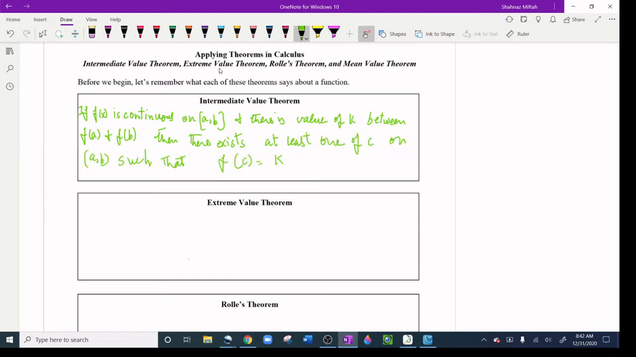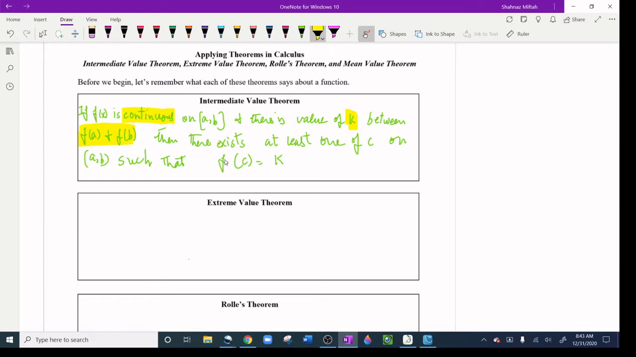So what are the conditions here? I'm going to highlight them. The conditions are if it's continuous and there is k between f of A and f of B, and also f of C is equal k. That's when the intermediate value theorem applies. Then you do the formula.